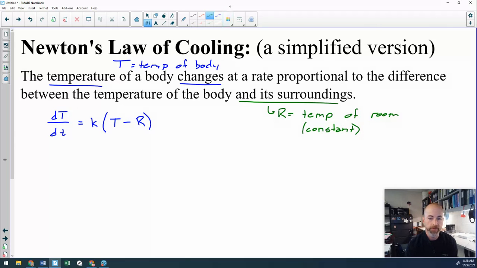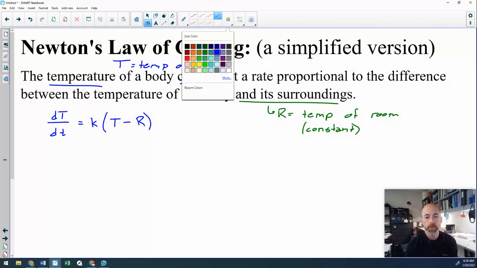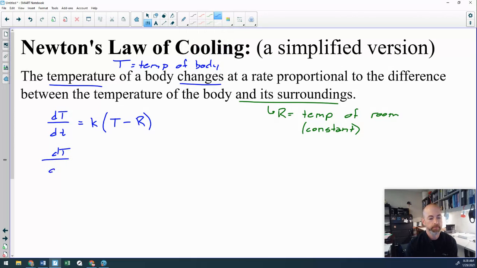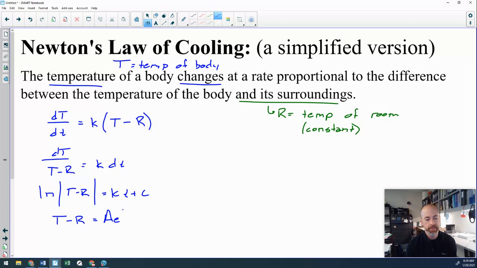So if we were to solve this through separation, I would divide by the t minus r and multiply by the dt. The antiderivative would give you natural log of t minus r is equal to kt plus c. When you solve that, you get t minus r is equal to e to the kt plus c, which is a e to the kt, which is the same one we had earlier.